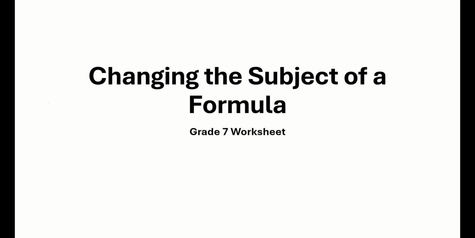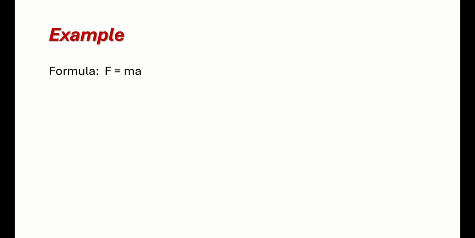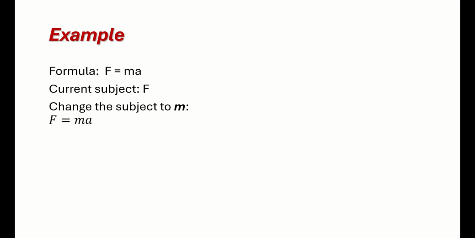Okay, this video is about changing the subject of a formula. For example, this one, f equals m multiplied by a. That's the meaning of this formula, right? So now the current subject is f, and we try to change the subject to m, right? So basically, we need to cancel. We have a, so we are going to let this a leave m alone.